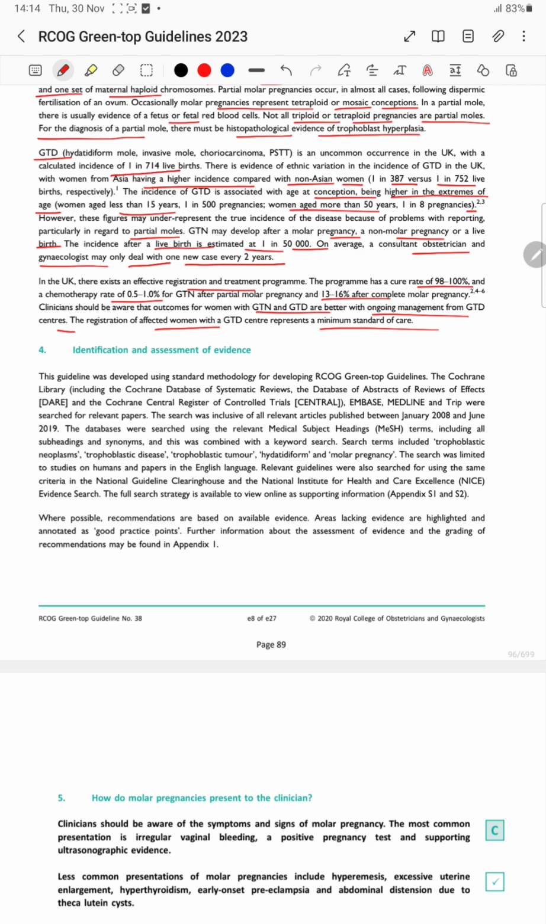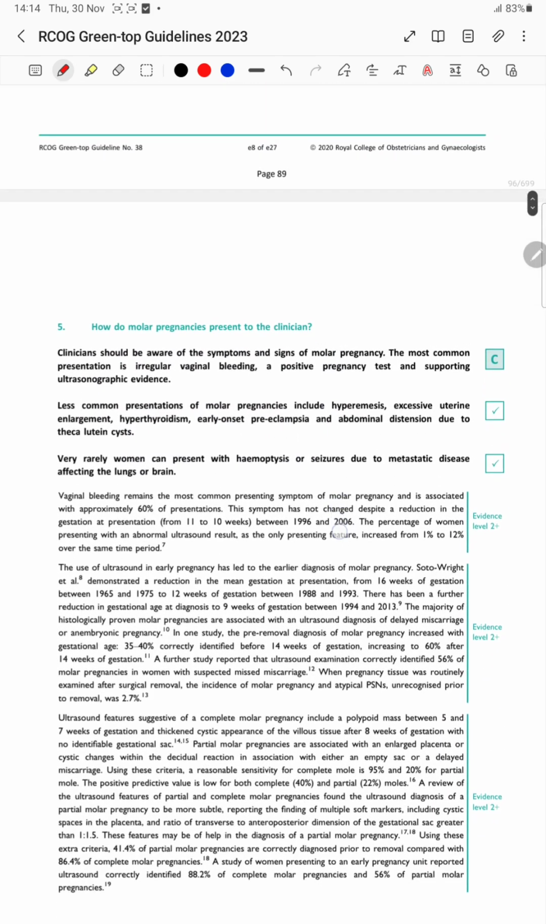Identification and assessment of the evidence. Okay, we don't need to do it at this stage.